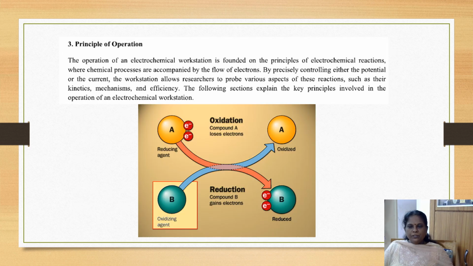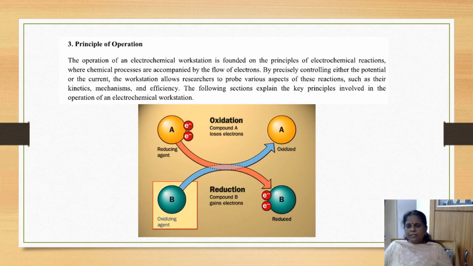Principle of operation of an electrochemical workstation. The operation of an electrochemical workstation is based on the principle of electrochemical reaction. So what is an electrochemical reaction? It is a chemical process that is accompanied by the flow of electrons. So the flow of electrons, electric as well as the chemical process, is taking place.